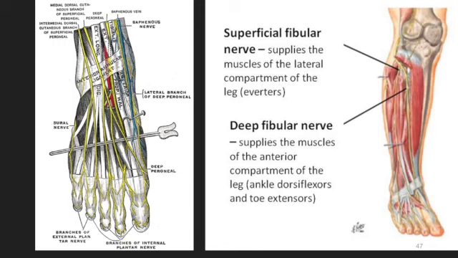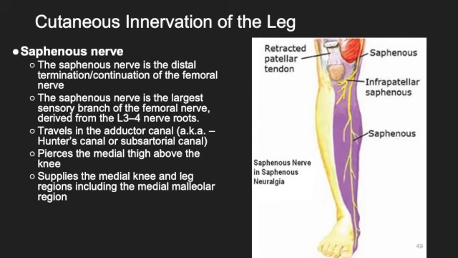So nerve supply to the lower leg. Obviously what we can see here is our superficial and deep fibular nerves. Remember, those are both a bifurcation of the common fibular nerve. And understand where those go. Like I said, if you know the compartments, you're going to pretty well understand the innervation. My superficial fibular nerve is going to supply my lateral compartment, and my deep fibular nerve will supply my anterior compartment. Cutaneous innervation is going to work very, very similarly.